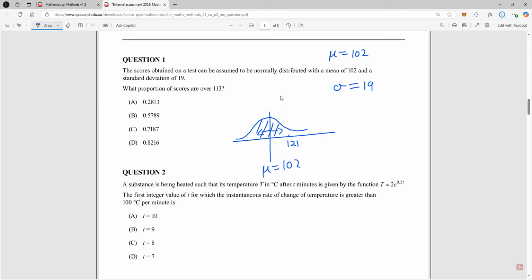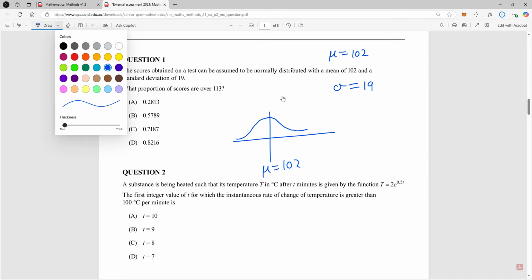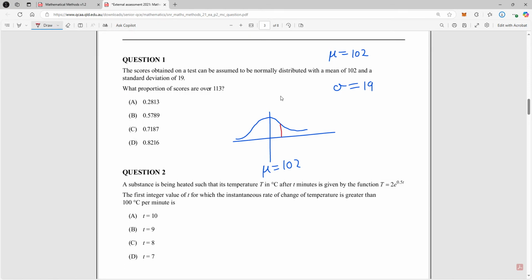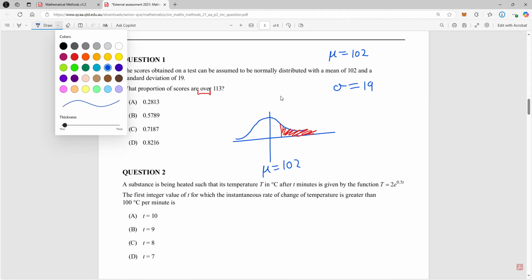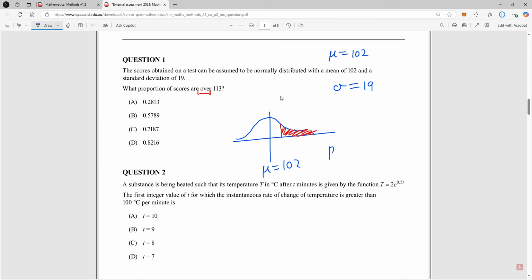When it says what proportion of the scores are over 113, what we've got to imagine is, with this normal distribution, we've still got the average in the center, but we've got to think, alright, what side of the curve is that going to be on? So obviously we know it's going to be 113. Now here it's over 113, so we want to know this overall proportion. When you write that in an exam, you have to write it like this: the proportion of our variable X is greater than or equal to 113.